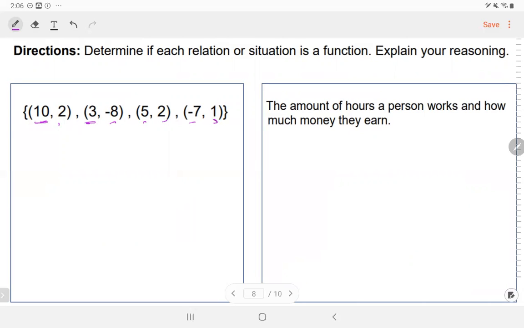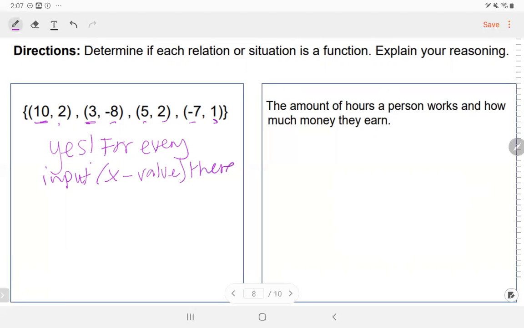So I do not have 5, 2, and 5, 3. That would not be a function. So I could say yes, for every input, or for x value, there is only one y value, one output.